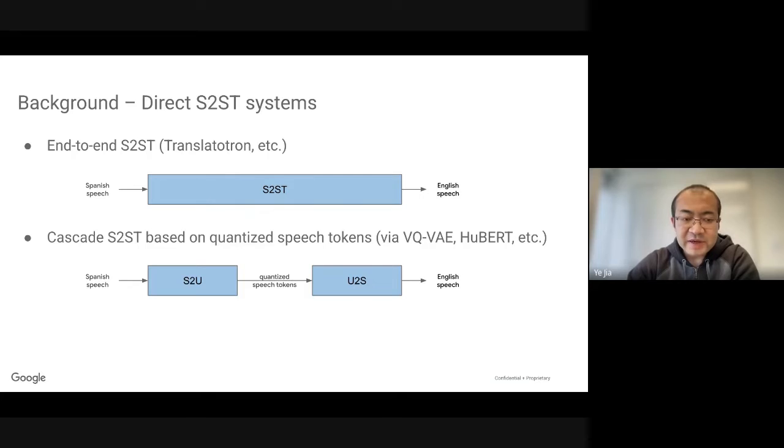Another approach is based on quantized speech tokens as an intermediate representation. So there will be two models. The first model takes Spanish speech as input and translates that into a sequence of quantized speech tokens corresponding to the target language. Then the second model synthesizes the final English speech from the translated quantized speech tokens. Such quantized speech tokens typically come from quantized models like VQ-VAE or HuBERT. So as you can see, both approaches here do not rely on text as an intermediate representation.